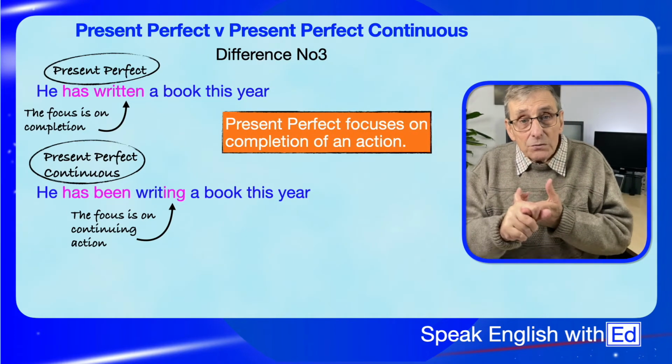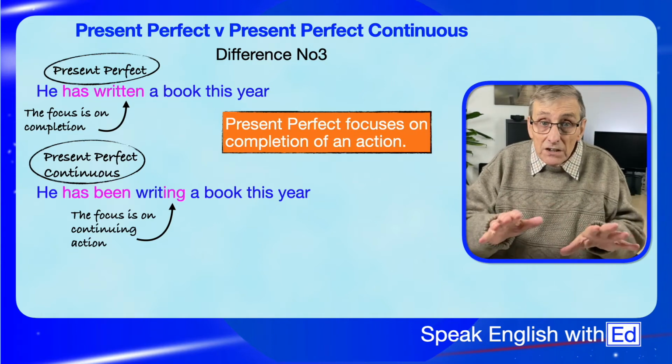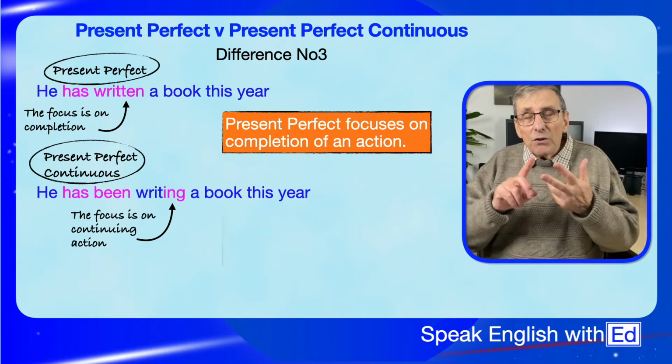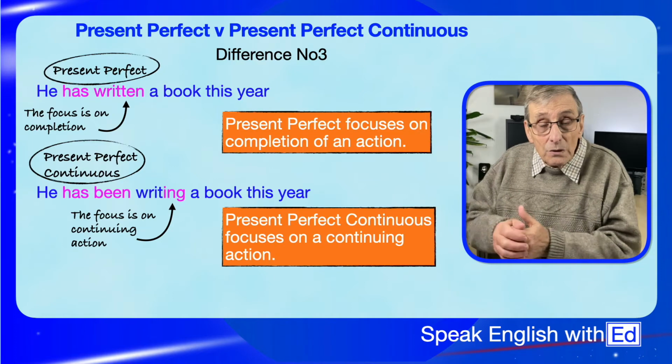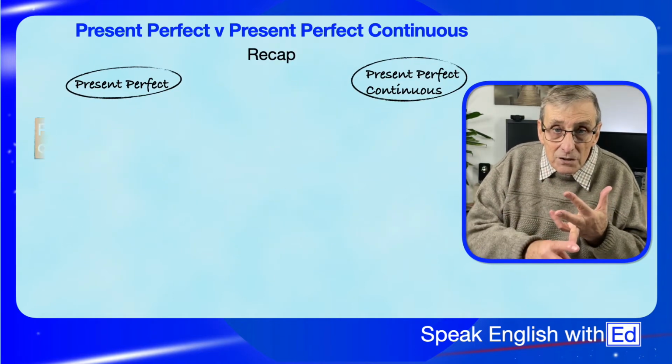So if you want to focus on something that's completed, job done, finished, then you use the present perfect. If you want to focus on something that's ongoing, still going, a little bit more to do, not finished yet, then use the present perfect continuous.